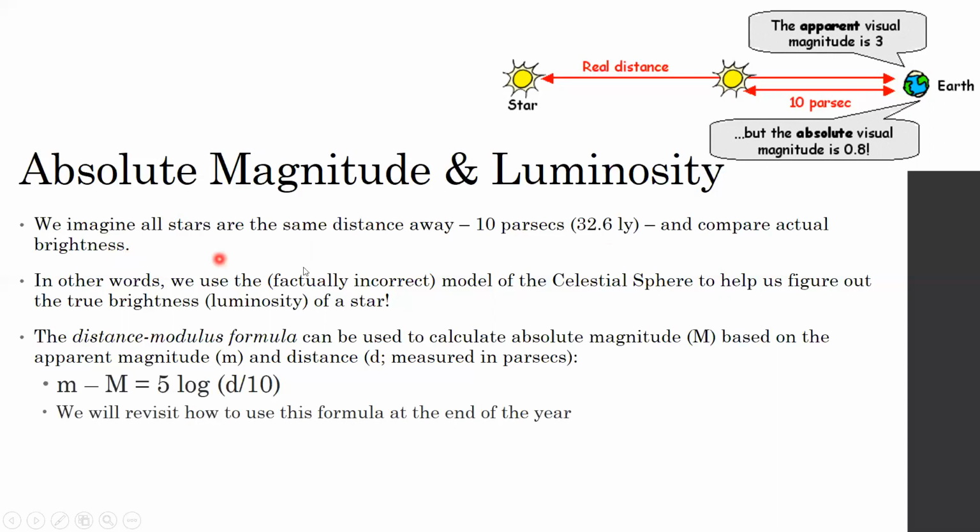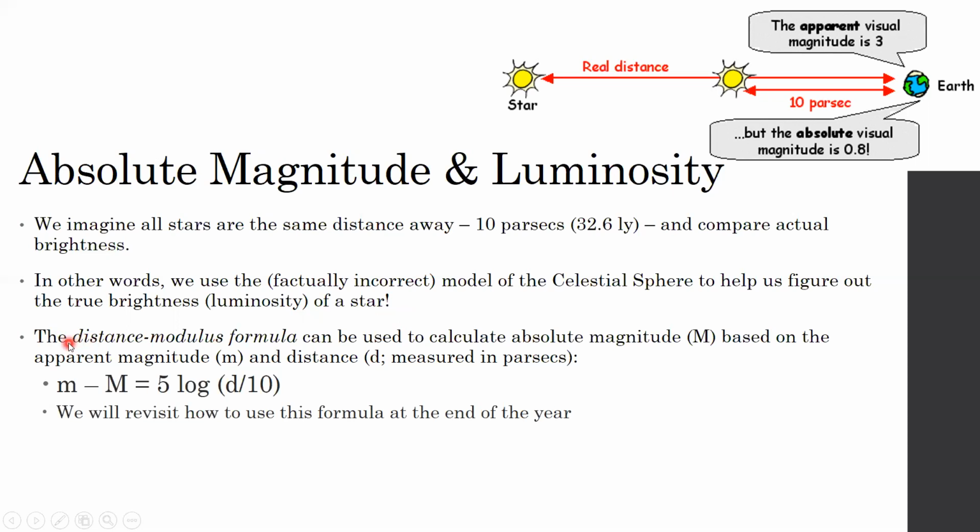If we use the factually incorrect model of the celestial sphere to help us figure out the true brightness of a star, that's kind of what we're doing here. Because don't forget, with the celestial sphere idea, we suppose, like the ancients did, that all the stars were more or less at the same distance on a fixed sphere around the Earth. And we make that assumption to make the absolute magnitude measurement possible.